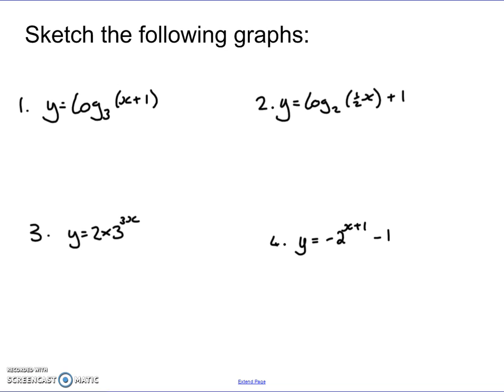First one, y equals log to the base 3 of x plus 1. Second one, y equals log to the base 2 of a half x plus 1. Third one, y equals 2 times 3 to the power of 3x. And the fourth one, y equals negative 2 to the power of x plus 1, take away 1. What I want you to do is pause the video now and have a crack at these, then come back and check your solutions.